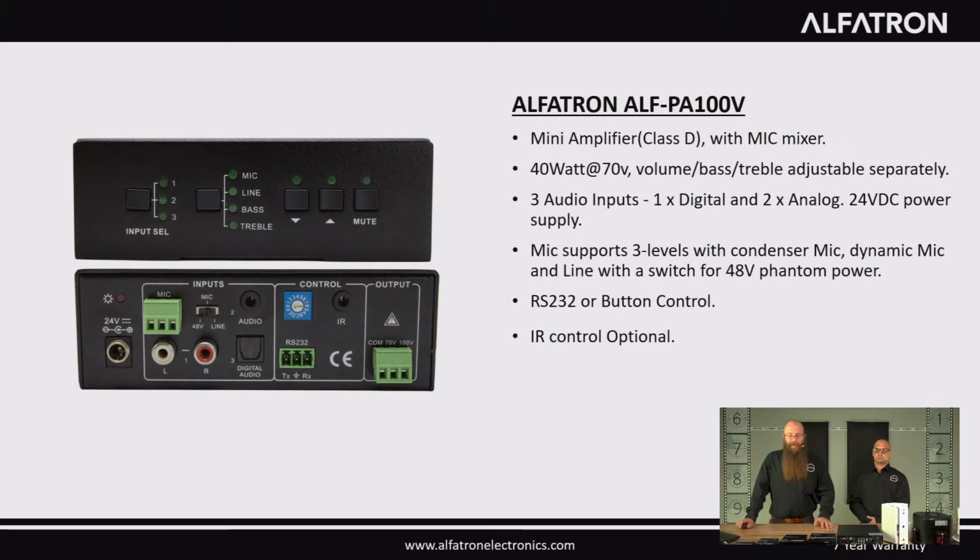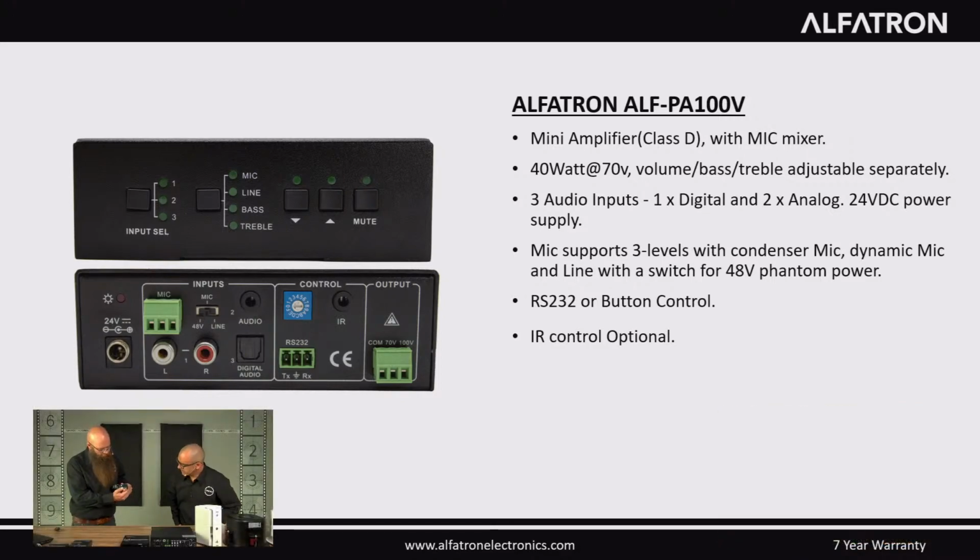So the ALF PA100V is a 40 watt power amplifier with output alternatively at 70 volts or 100 volts, as seen on the output. It has two stereo inputs, one 3.5mm jack and two RCA for left and right, the digital input, and one balanced mic. It is integrated with powerful functions including ducking functionality, EQ control, mic mixer, and the mic input supports 3 levels: condenser mic, dynamic mic, and line audio input.